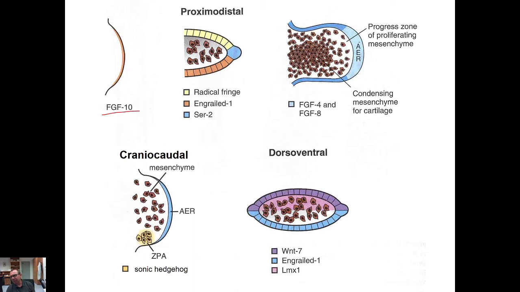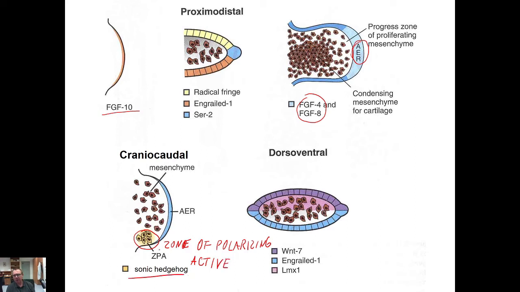Then the crucial role is played by factors secreted by the ectodermal source, the apical ectodermal ridge, mainly FGF4 and 8, and the differentiation of the craniocaudal axis of the limb, that means where will be the thumb, where will be the small finger, is directed by a special group of cells at the caudal end of the bud, and this is called the zone of polarizing activity, ZPA, and it is well known about this zone that the cells here secrete sonic hedgehog.